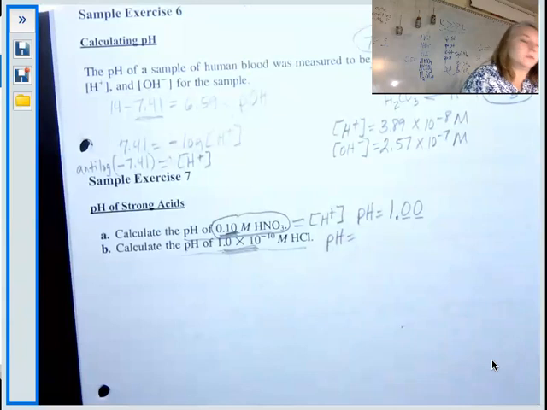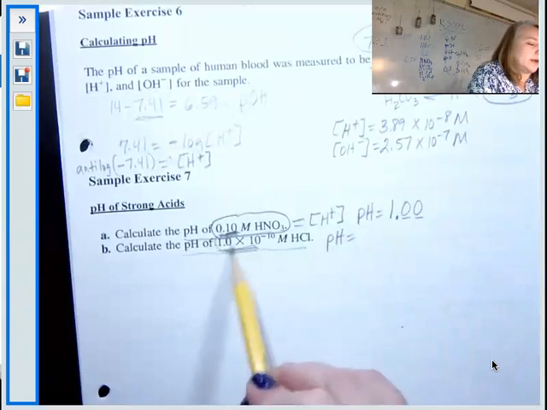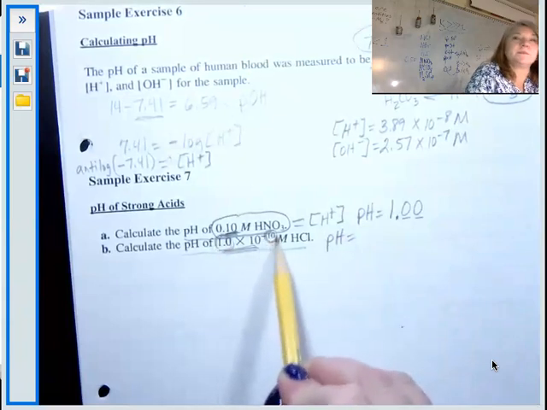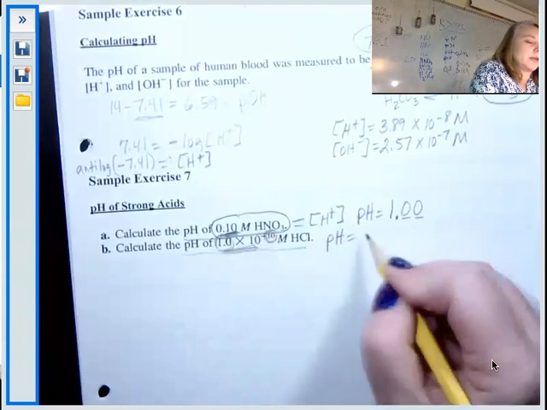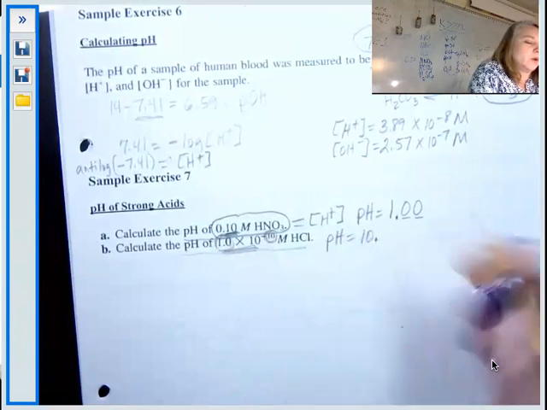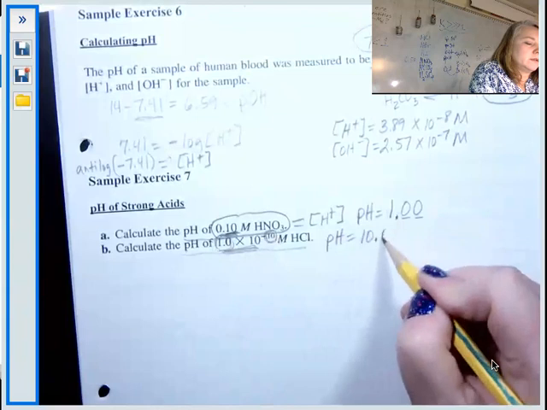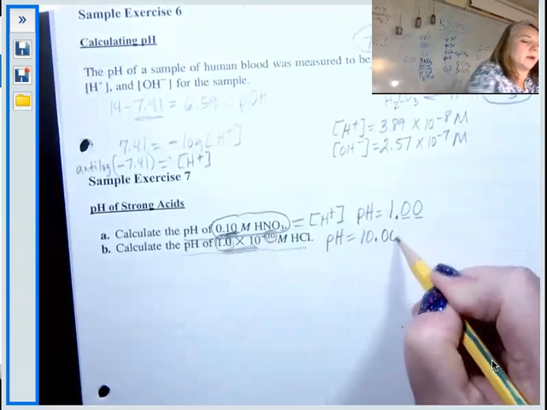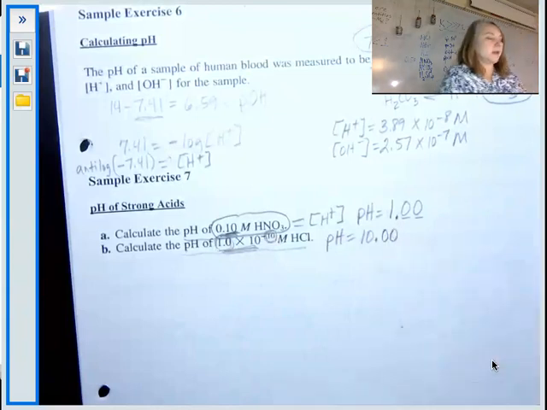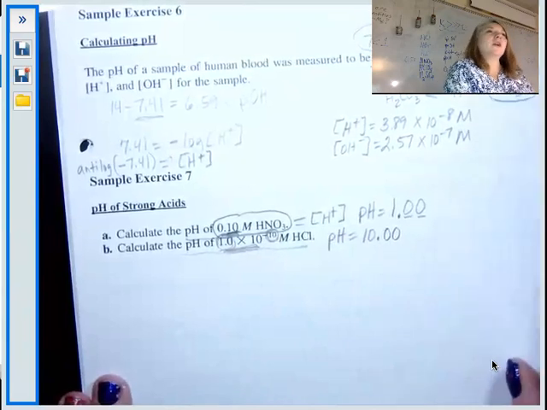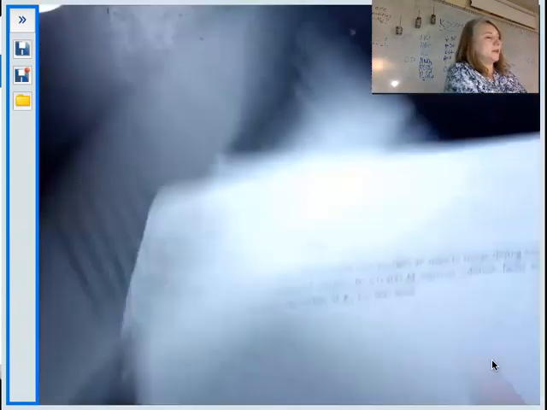Look at your front number, it's a 1, right? What's your exponent? 10. So your pH is 10.00. There you go. Good. Okay, so strong acids are very easy to do.